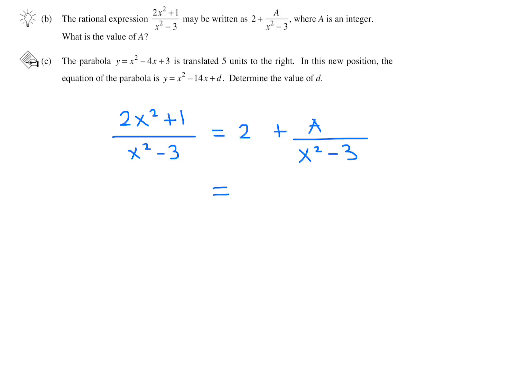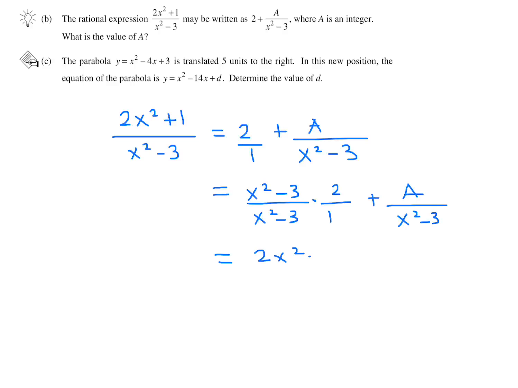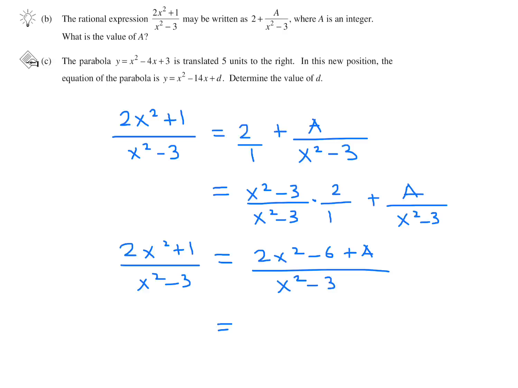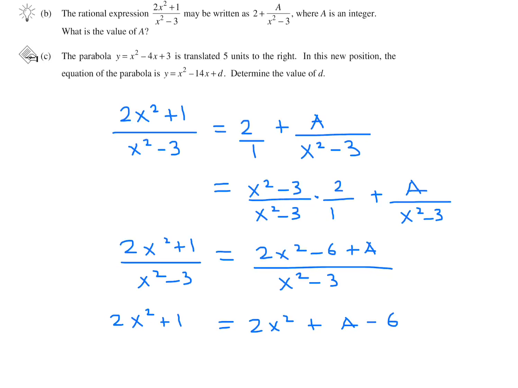So what we can do is try to match this all up, get a common denominator, and off we go. So the common denominator is going to be x squared minus 3, so we've got 2 over 1 plus a over x squared minus 3. And then multiply, you get 2x squared minus 6 plus a all over the denominator x squared minus 3. And that is equal to 2x squared plus 1 over x squared minus 3. And then the denominators cancel, so you're just left with 2x squared plus 1 equals 2x squared plus a minus 6. We can rearrange it, makes it look a little better.